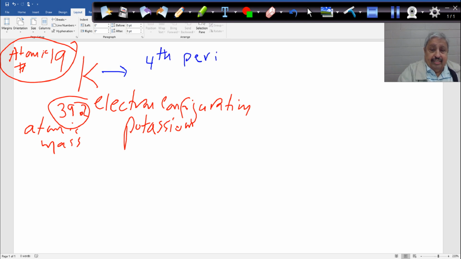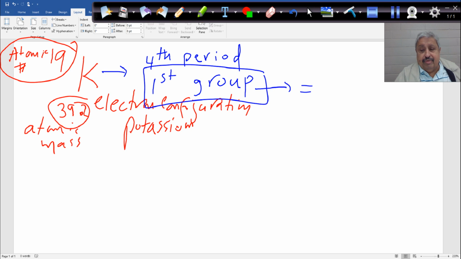Then you know the last orbital has to be in the fourth period. The outermost, the number of the period, will give you the hint. Those 7 periods from left to right mean 7 orbitals. So fourth period, and group number what? Group number 1, so first group. The first group will give you the number of valence electrons, which is 1.